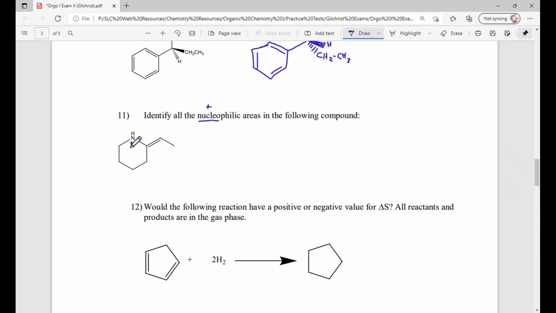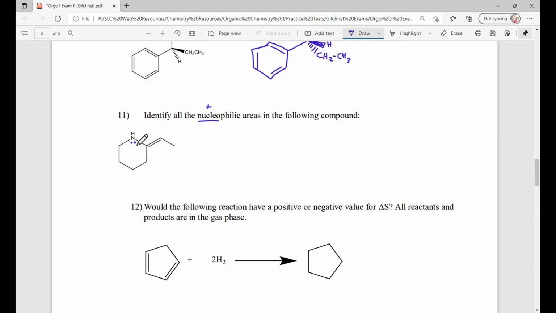For example, this nitrogen has a lone pair of electrons. This lone pair of electrons would be totally willing to grab something else. So this would be a nucleophilic area. It would want to seek out positives.